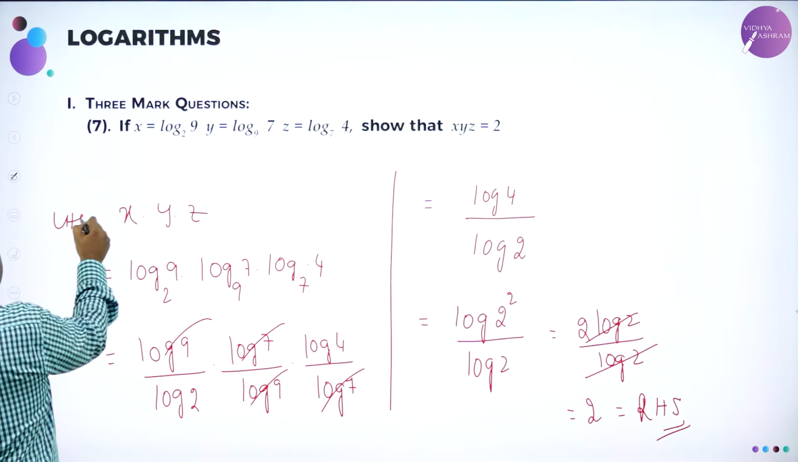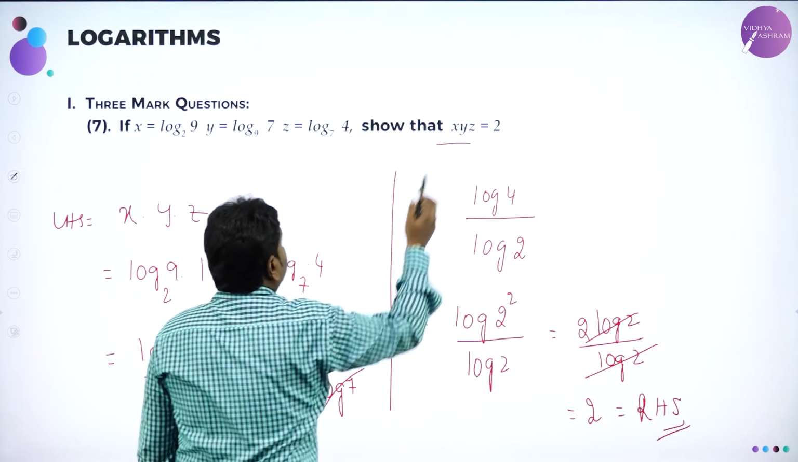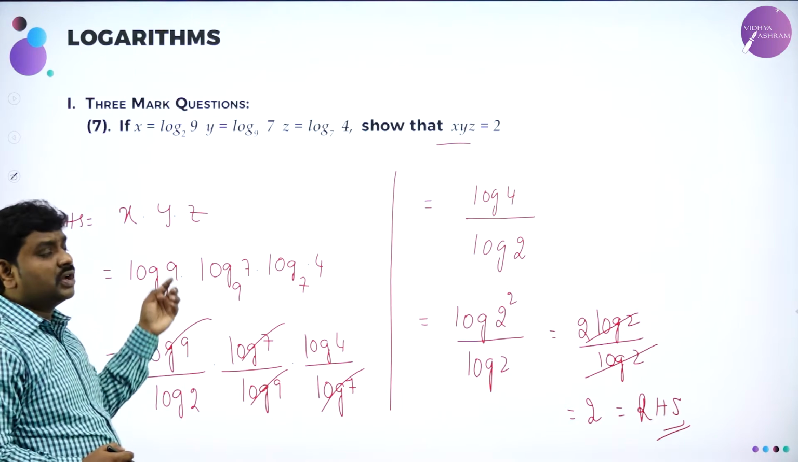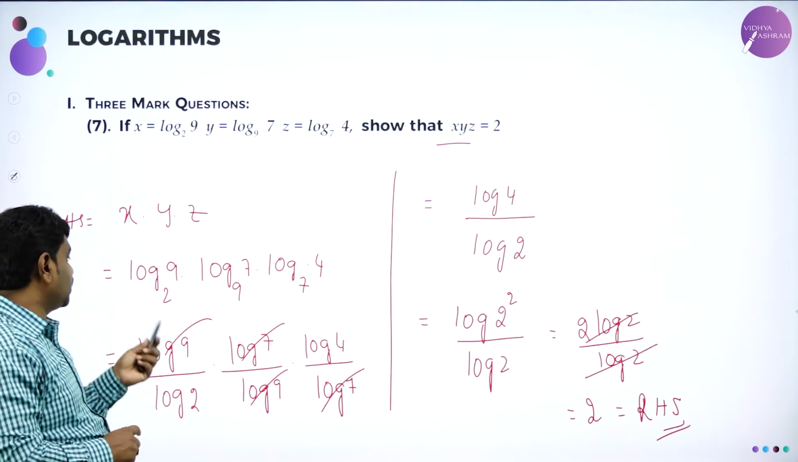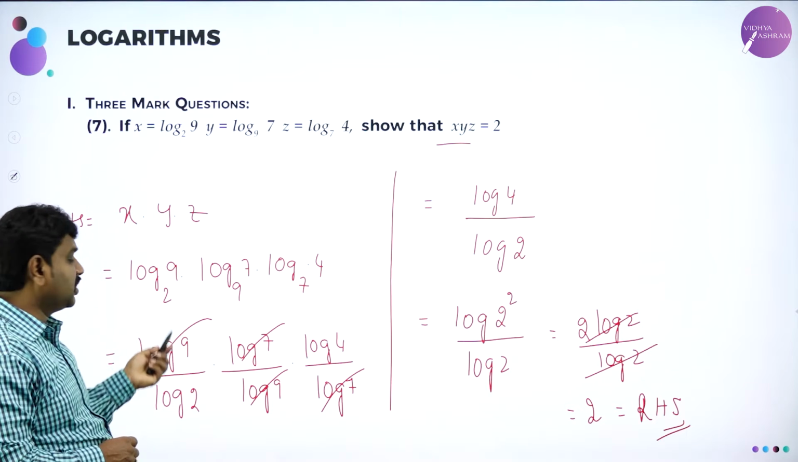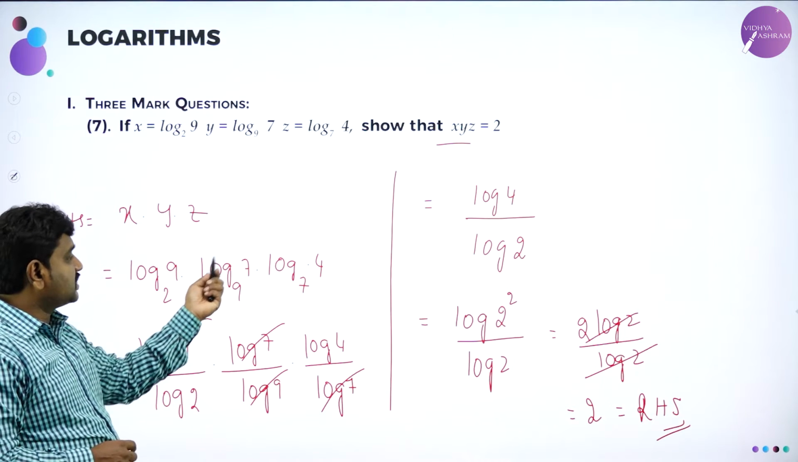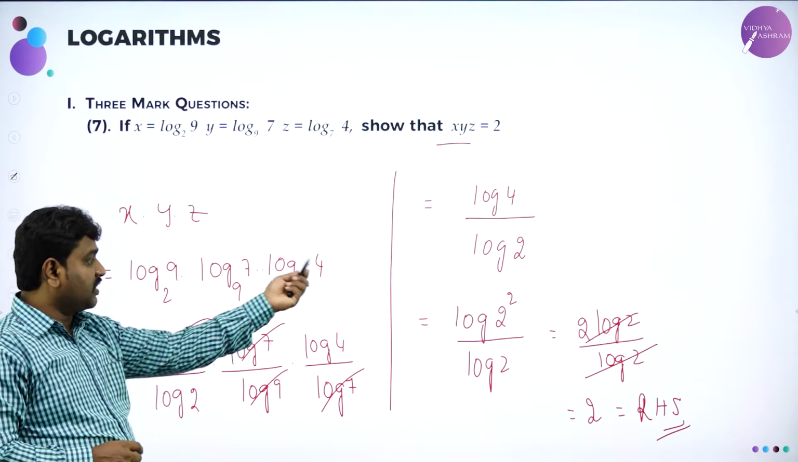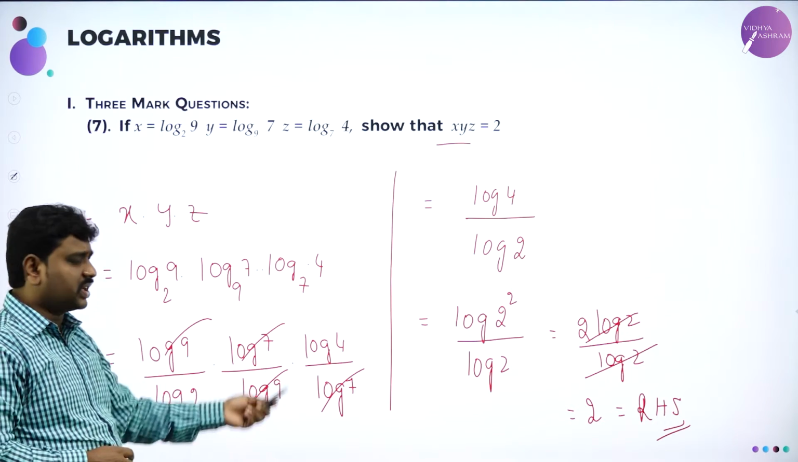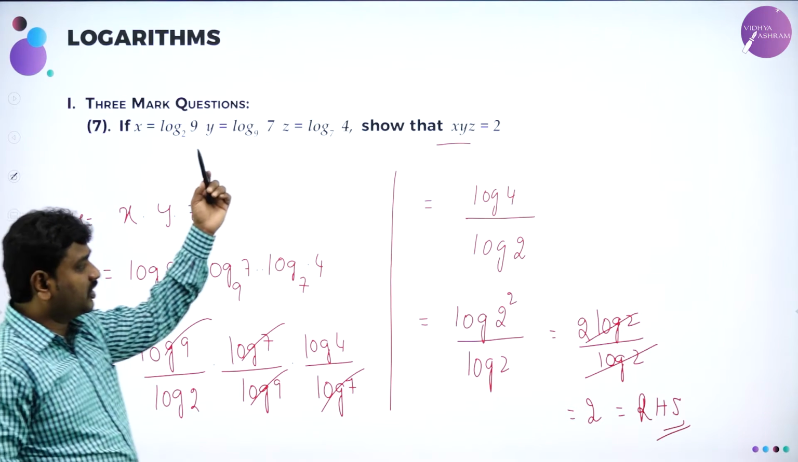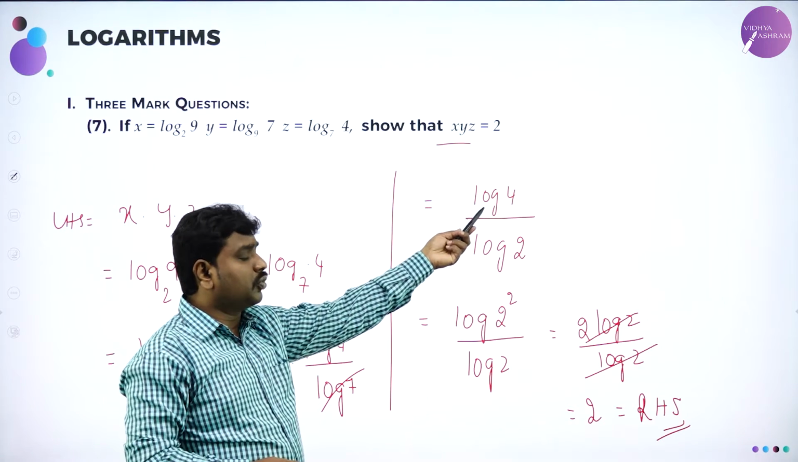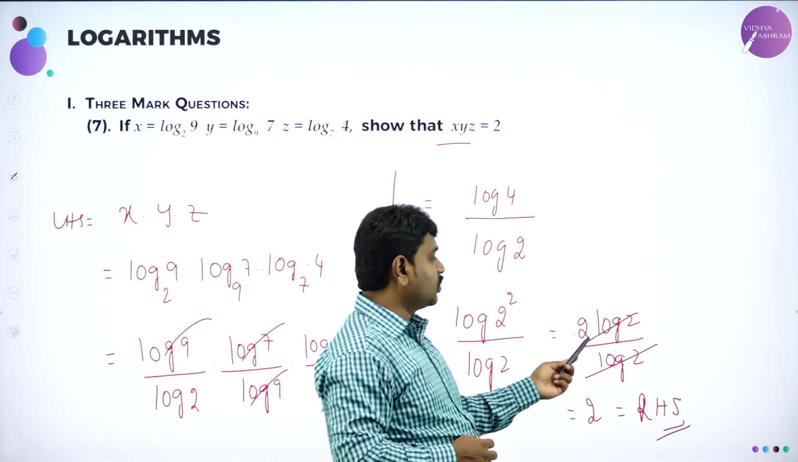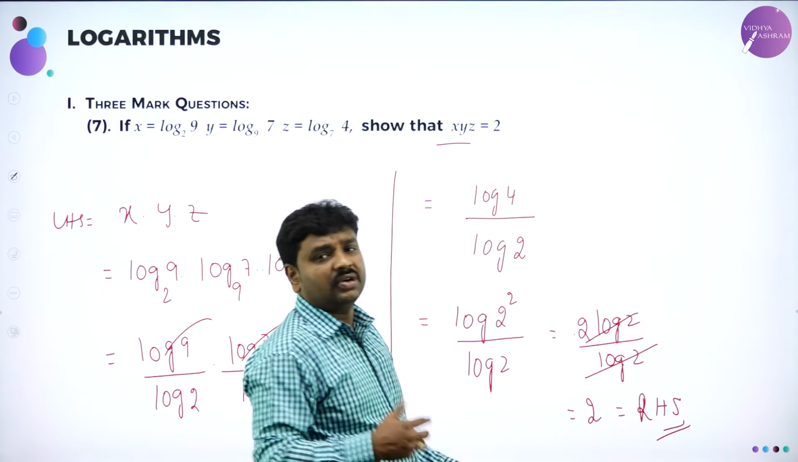So I took LHS. What is LHS? x, y, z. In the place of x, whatever they gave, I substituted. In the place of y, whatever they gave, I substituted. In z also, I substituted. I have used change of base rule. Log 9 base 2 can be written as log 9 by log 2. Log 7 base 9 can be written as log 7 by log 9. Log base 7 4 can be written as log 4 by log 7. Then cancel the like terms and we are left with log 4 by log 2. You know 4 can be written as 2 square. What is log a power m? m log a. 2 comes out. 2 log 2. Log 2 cancels. We'll get 2.